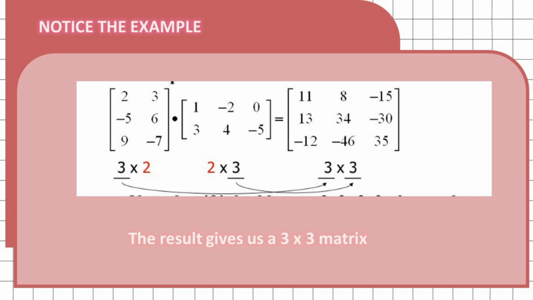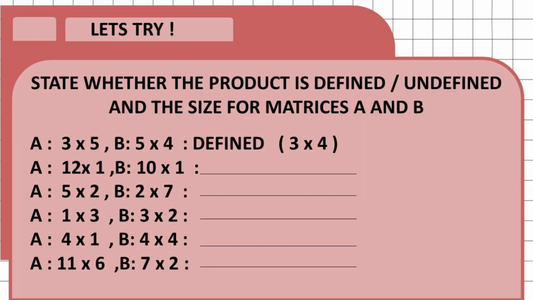In this example as well, we have an outer of 3 and 3. That is why the result gives us a 3 by 3 matrix. So that is our dimension or our size. Now I think we're ready and let's try.